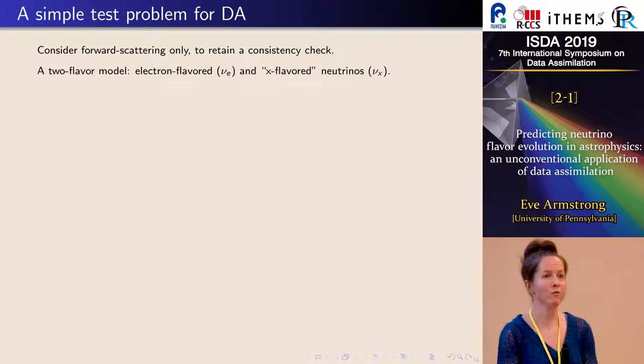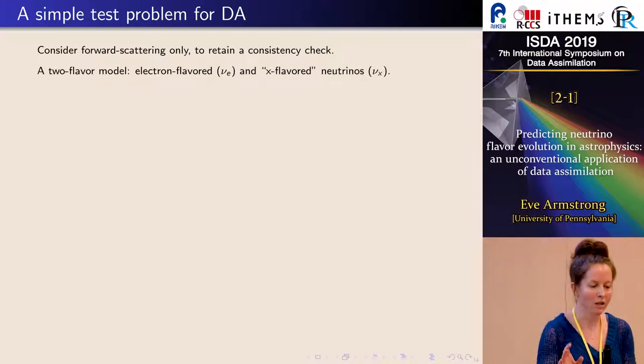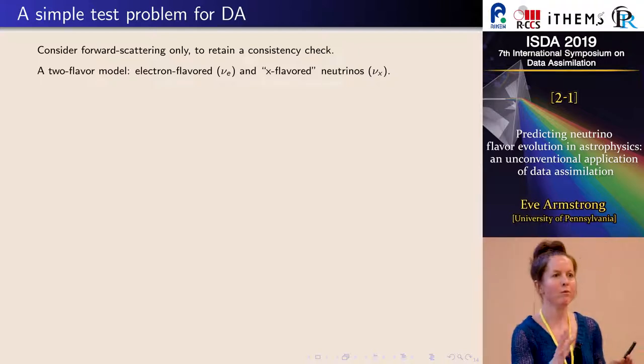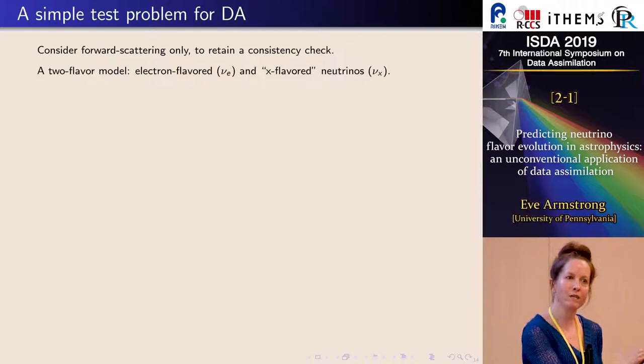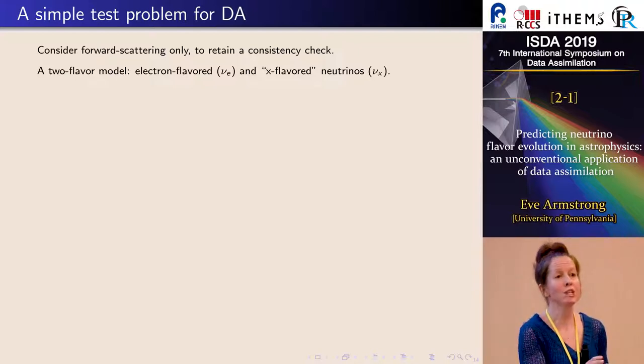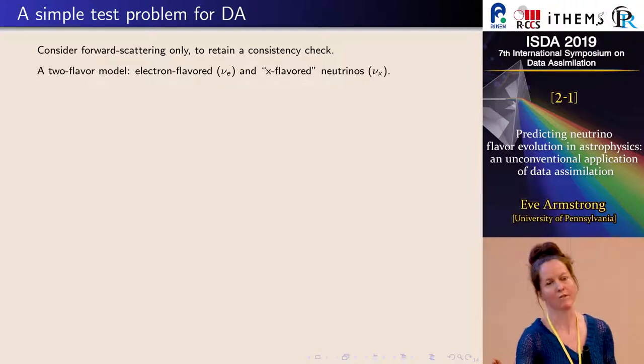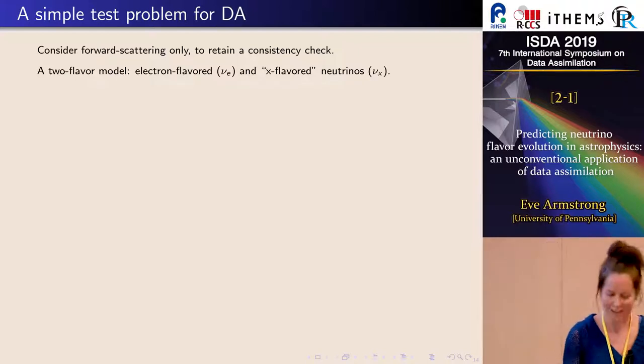So we have a two-flavor model for simplicity. We have electron-flavored neutrinos and X-flavored. X is not a flavor, but we've crammed the mu and the tau flavor into X because at these energies, those states are too heavy to be relevant. So we're really only focusing on the electron flavor, whether we're electron flavor or not.